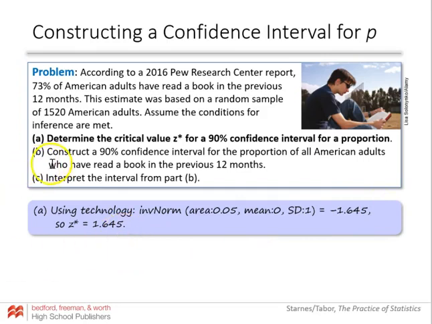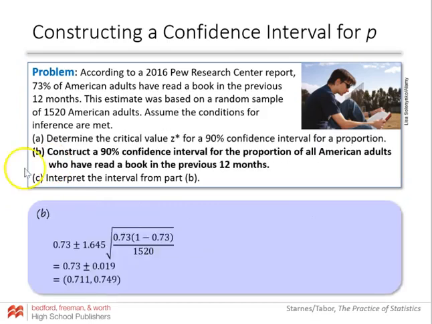Then we're going to construct a 90% confidence interval, so we're going to use that formula. All right, p hat is 0.73, that's what the sample got, plus or minus my z star value times the standard error. So p hat times 1 minus p hat divided by your sample size, take the square root. Okay, so if we do all of that math, you should get a margin of error of 0.019. Subtract that from 0.73 and add that to 0.73 to get your confidence interval.